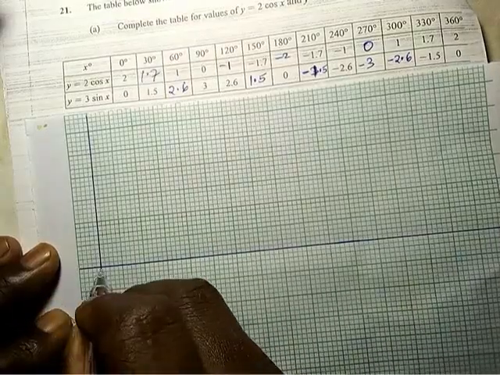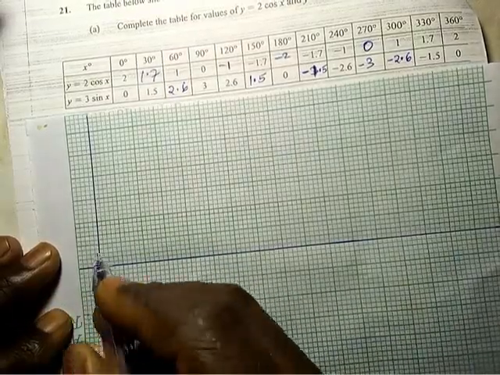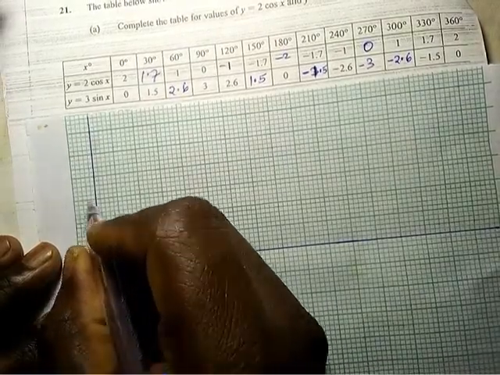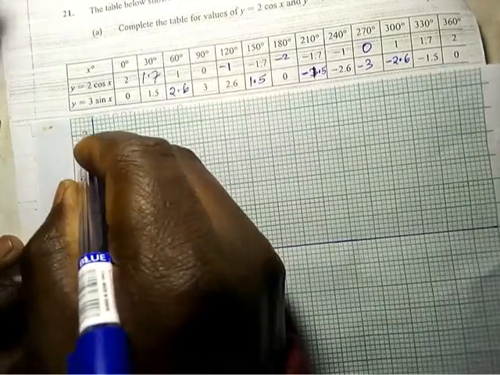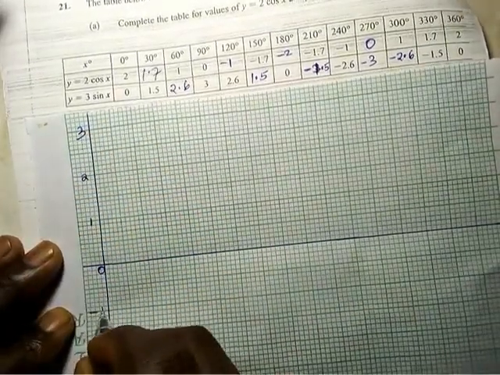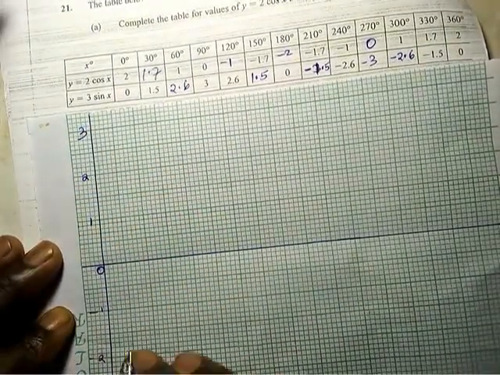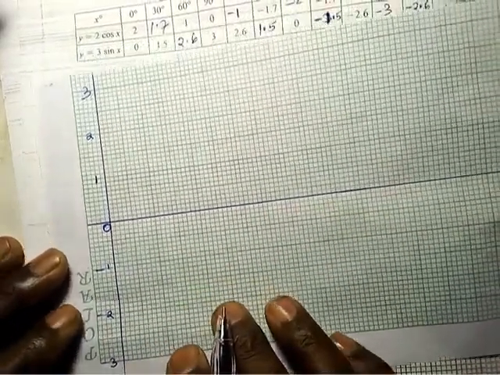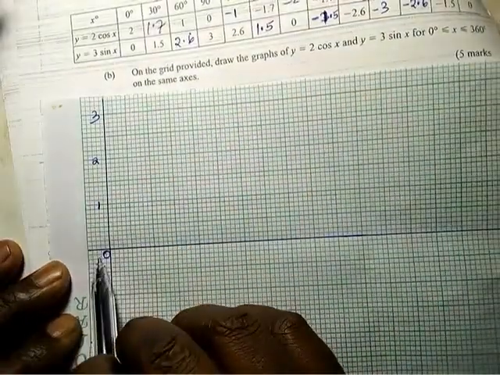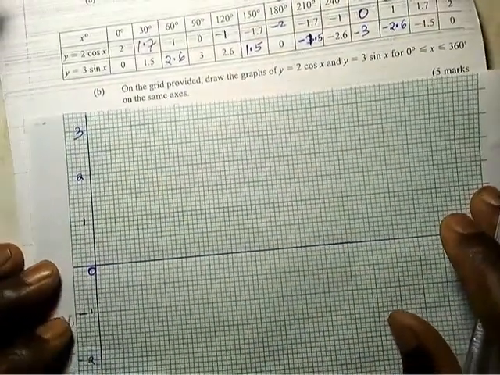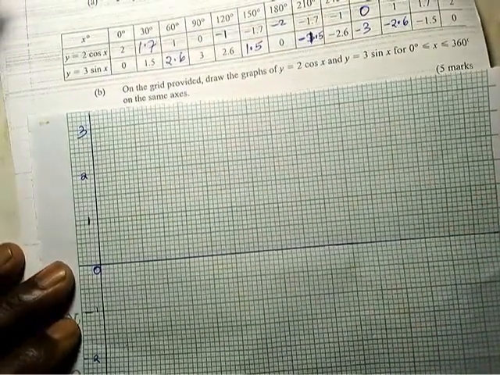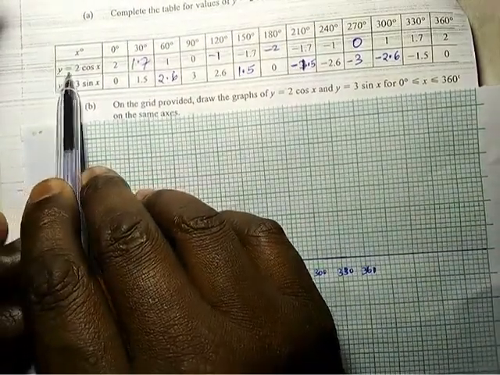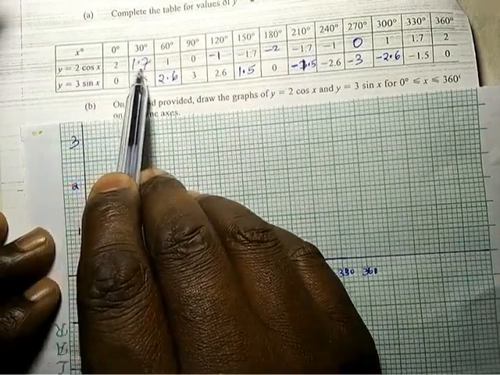So scale yako tutaweza hapa na 0. The amplitude tunaenda kwenda juu, so tunasema hii ikue 1, ikue 2, tukue na 3. -1, -2 and -3. So and then now the angles we have 0, 30 to the end 360. So tuanze kwa kuplot hii graph. Let us start by plotting the graph y is equal to 2 cos x using these values.